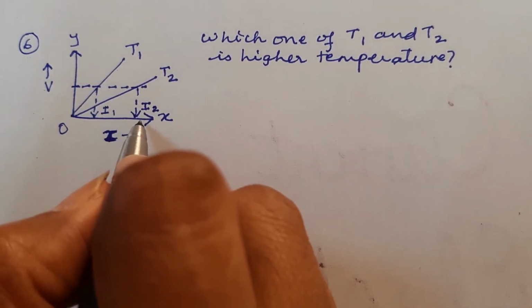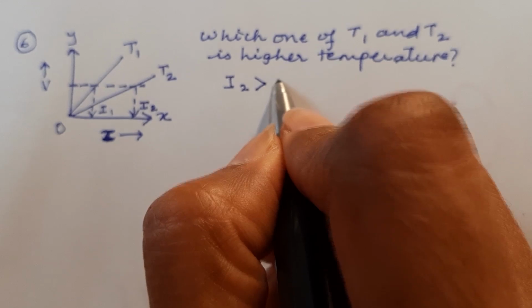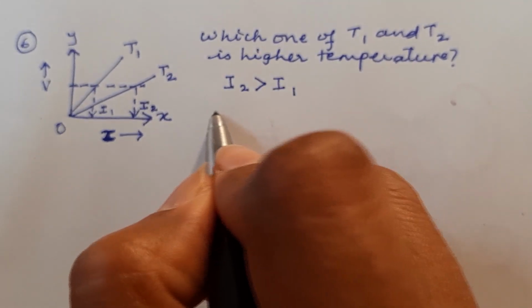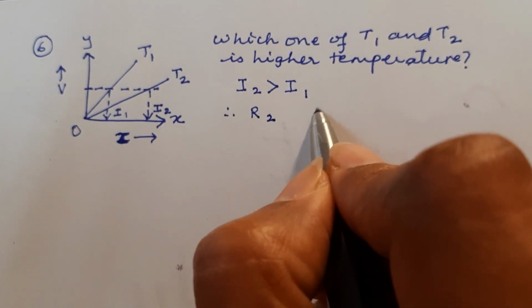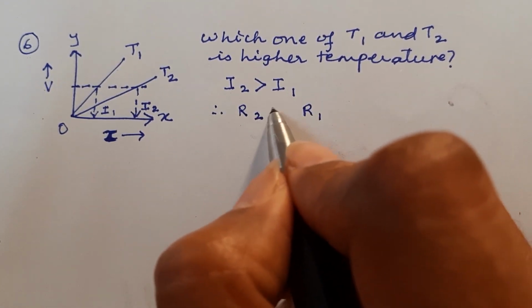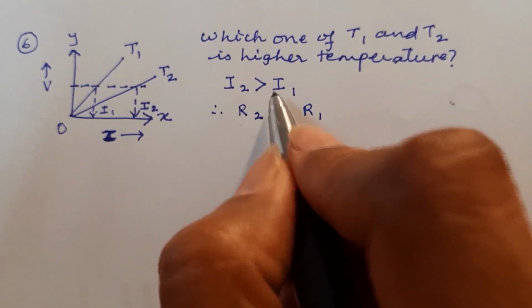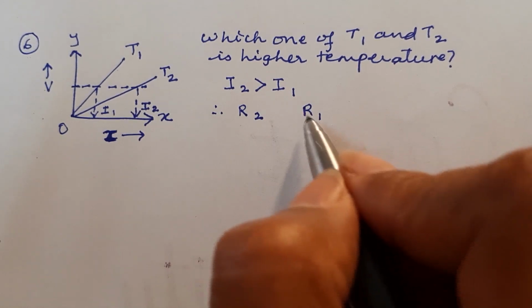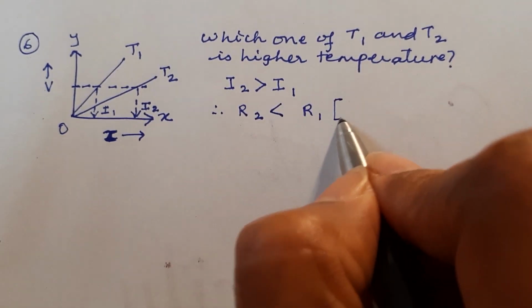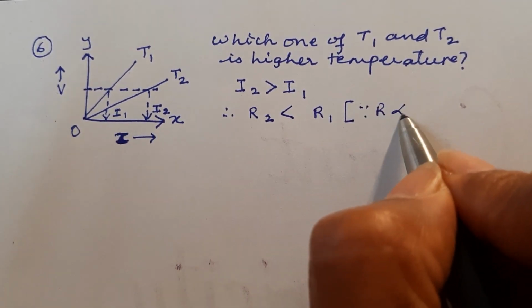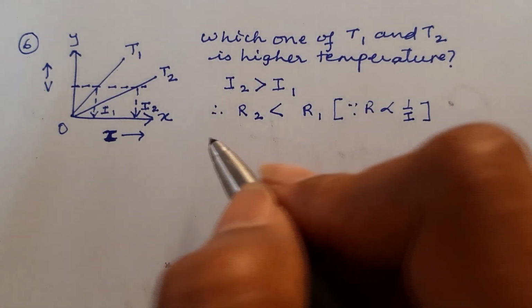Now you can see from the graph that I2 is greater than I1. So we shall mention that I2 is greater than I1, and therefore we will have the resistance of 2 and the resistance of 1 will be comparable. If I2 is greater than I1 and R1, they are inversely proportional to each other, and so R2 will be less than R1. And here we will mention, since R is proportional to 1 upon I, they are inversely proportional quantities. More the resistance, less the current.